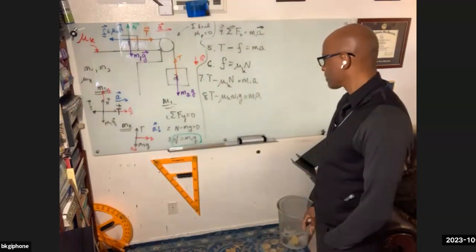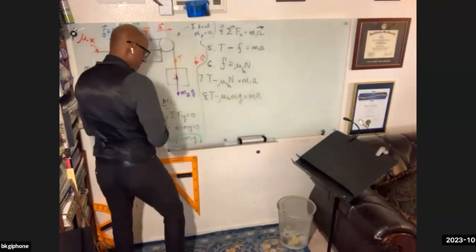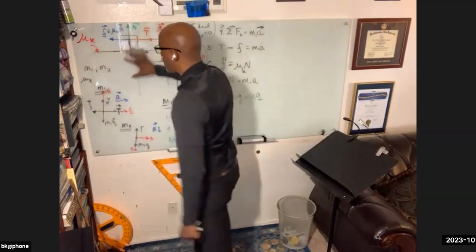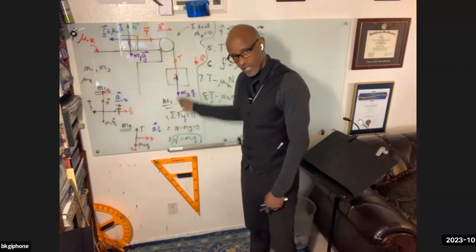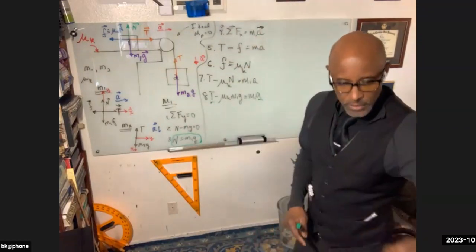So cool. So now we're back to the two unknowns that we always have with these kinds of problems, which is T and A. And we've exhausted everything for block one, which means now we go to block two and we apply the second law there, and we can get it.